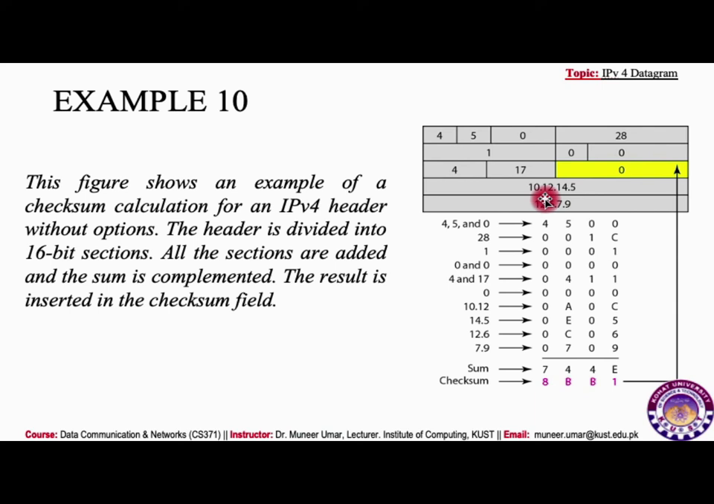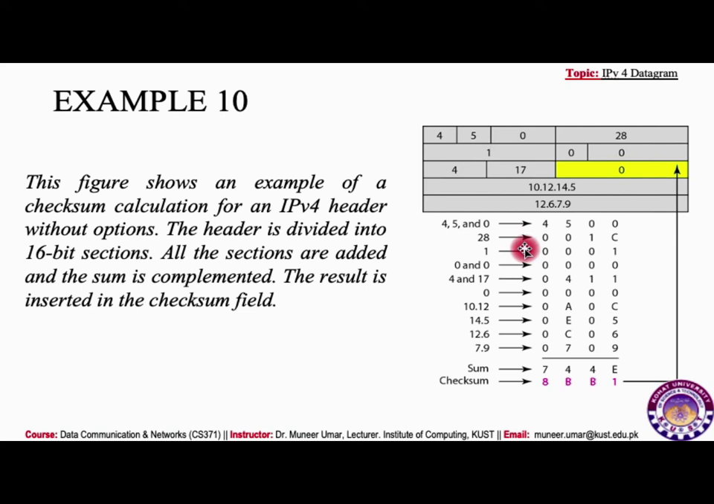The IP addresses are also split into two parts. 1012 is taken, then 14.5 is taken. Then the sum is calculated of all these hex values, and the one's complement is taken of this sum. So this one is the checksum for our header. It is just like the transport layer. In the last lecture we did this thing, but that time we converted the fields into binary bits.